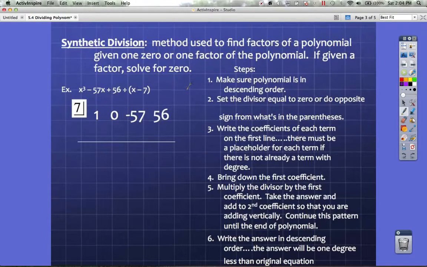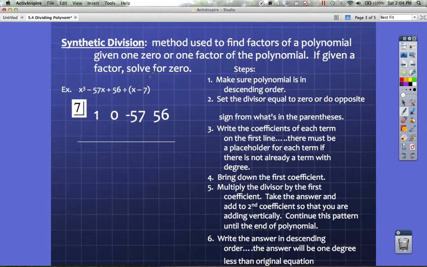With synthetic division, there are a lot of steps. It sounds like a lot, but it's very, very easy. It's a method used to find the factors of a polynomial given one zero or one factor. If it's given a factor, you solve it for 0. So in other words, this is what they gave us to begin with, x minus 7, that we're going to divide by. Well, we have to solve that for 0 to get a solution to divide by.